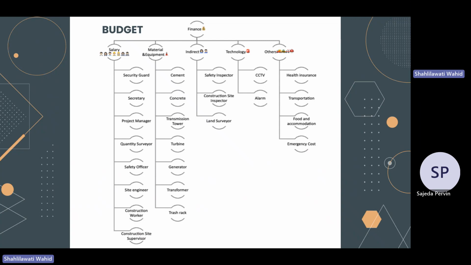And there will be the indirect cost, which consists of safety inspector, construction site inspector, and the land surveyor. And in the technology, we consist of CCTV and alarm to be built inside and around the GWBBP, and others will be provided for the workers. There will be the health insurance, transportation, food and accommodation, and some of the emergency costs.